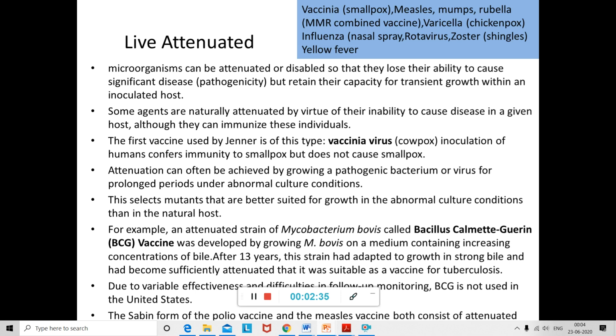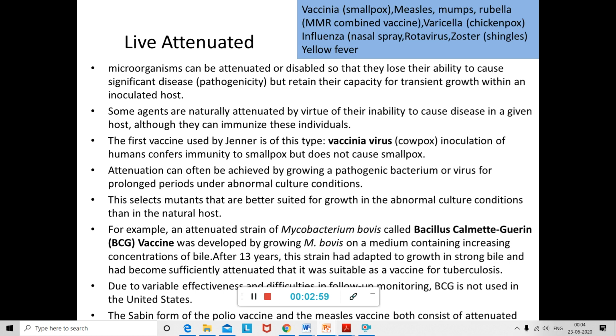So that was the BCG vaccine which was developed. But in the US, because of the variable effectiveness and difficulties, BCG is not used. Okay. So the Sabin form of polio vaccine and the measles vaccines are also some examples of the attenuated vaccines.